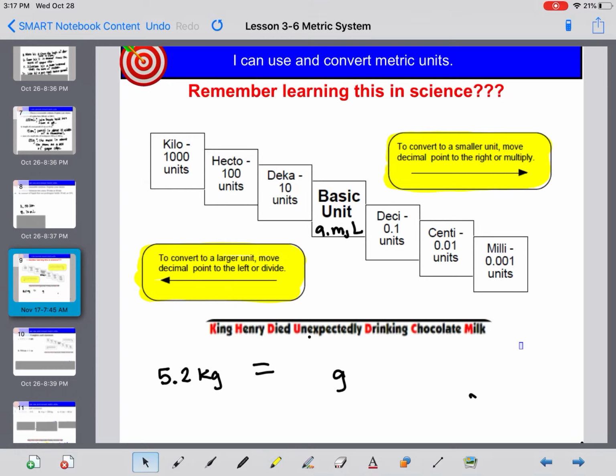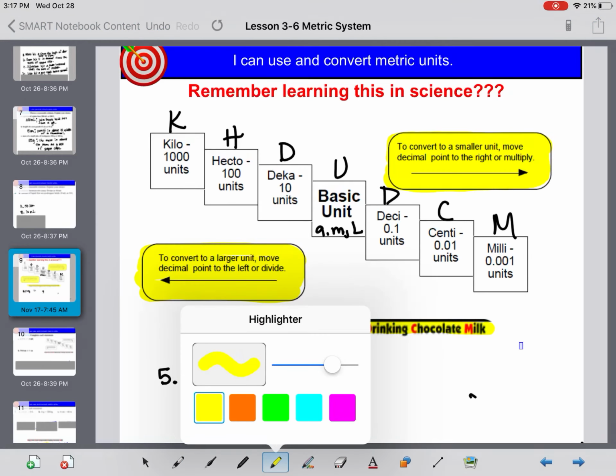In science class, they taught you this mnemonic device: King Henry died unexpectedly drinking chocolate milk. That allows you to make this chart. On your paper, all on your own.